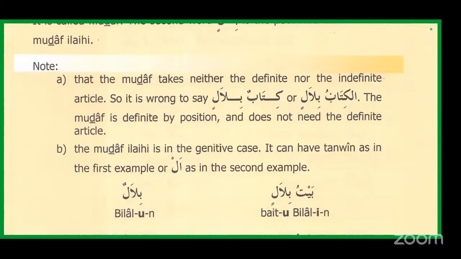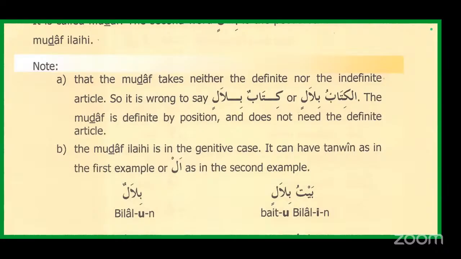Whenever something is mudaf to a mudafun ilayh, it becomes definite. It becomes definite by itself. It does not need a tanween or an alif lam. See? So point number B, when we say Bilal's book, that book also becomes definite, because the book is related to Bilal, and Bilal is the name of a definite person.